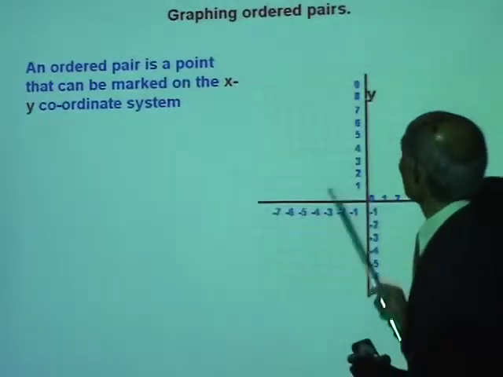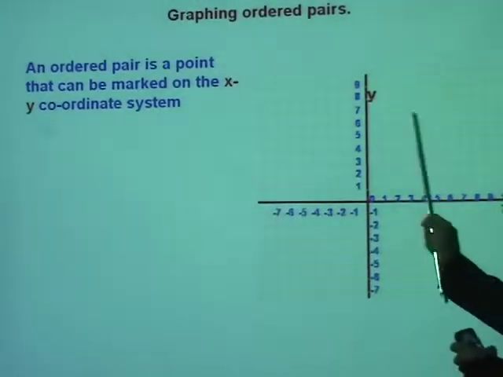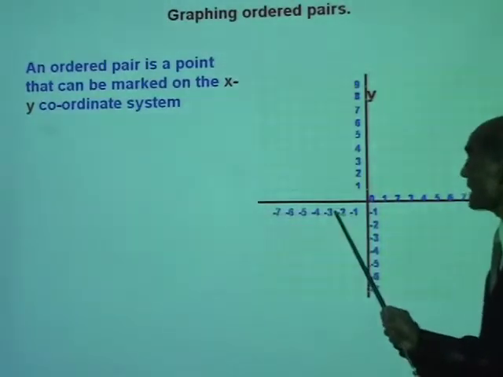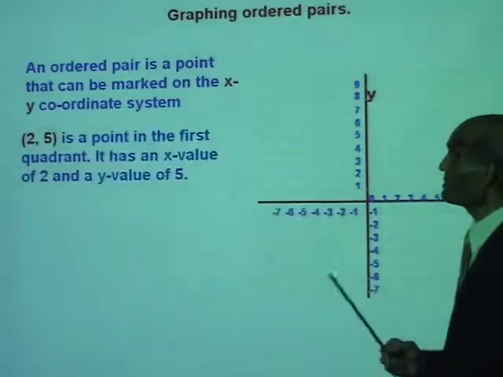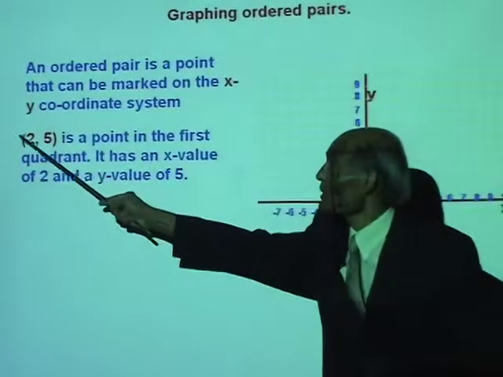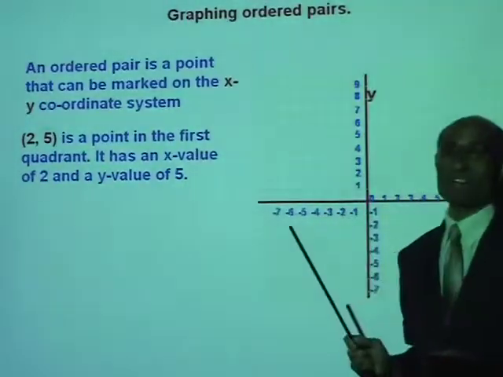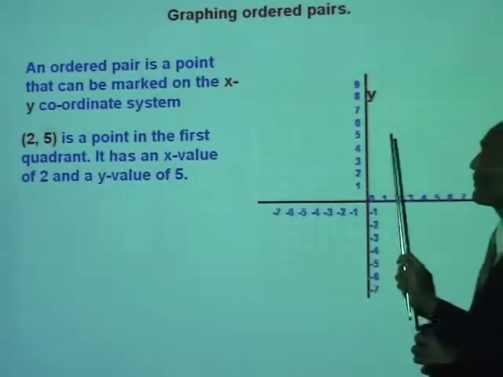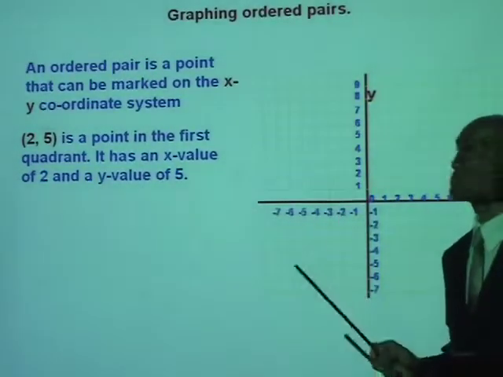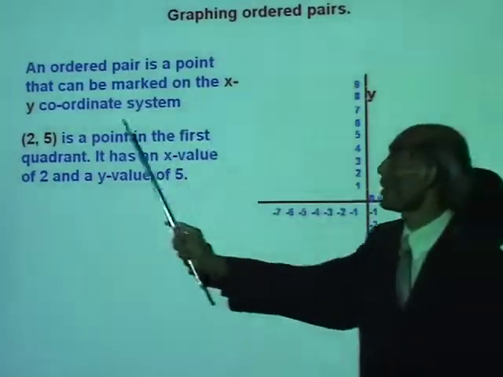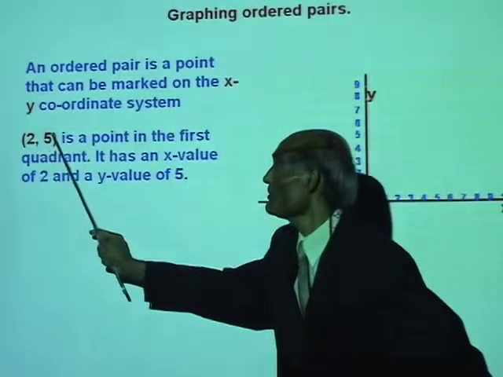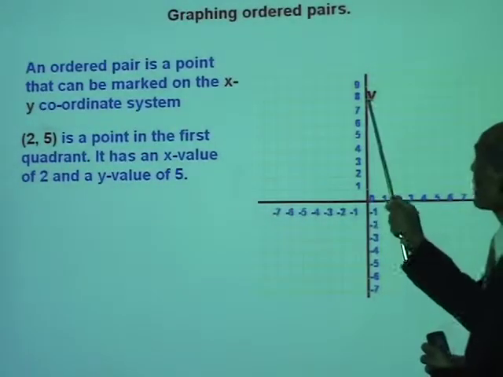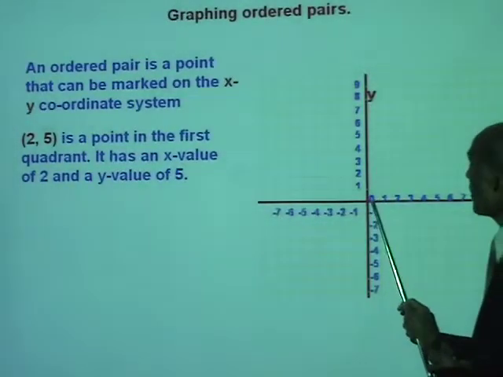Okay, let's see. This is now the Cartesian coordinate system. You can now mark our ordered pairs here. Let's see how we can do that. Let's see the ordered pair 2, 5. How will you mark the ordered pair 2, 5 on the Cartesian system? Which quadrant is it going to fall in? You see, x is positive, y also is positive. It is a first quadrant number. Now this is how we go.